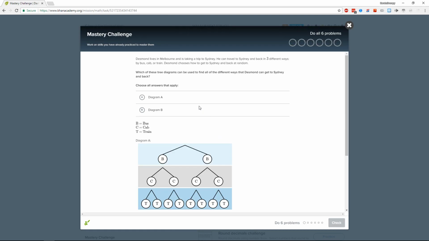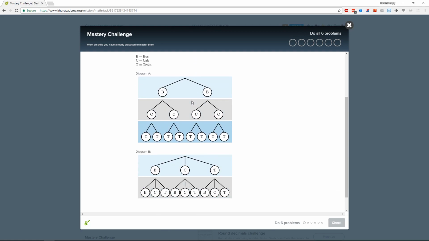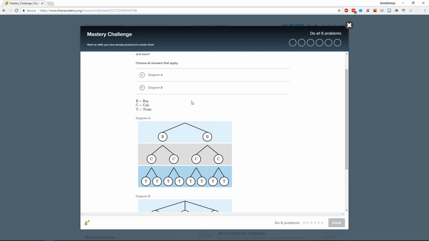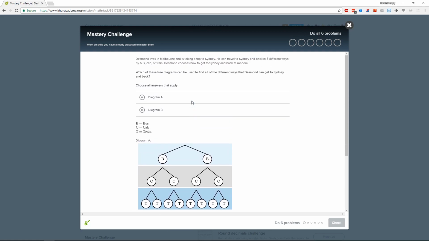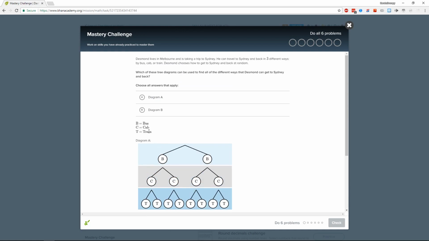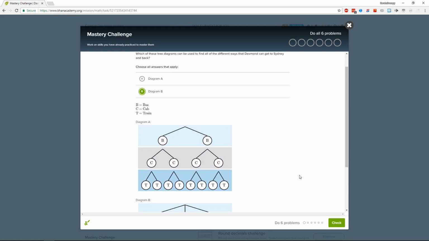Desmond lives in Melbourne and is taking a trip to Sydney. He can travel to Sydney and back in 3 different ways: bus, cab, and train. Chooses to get to Sydney and back at random. Diagram B.